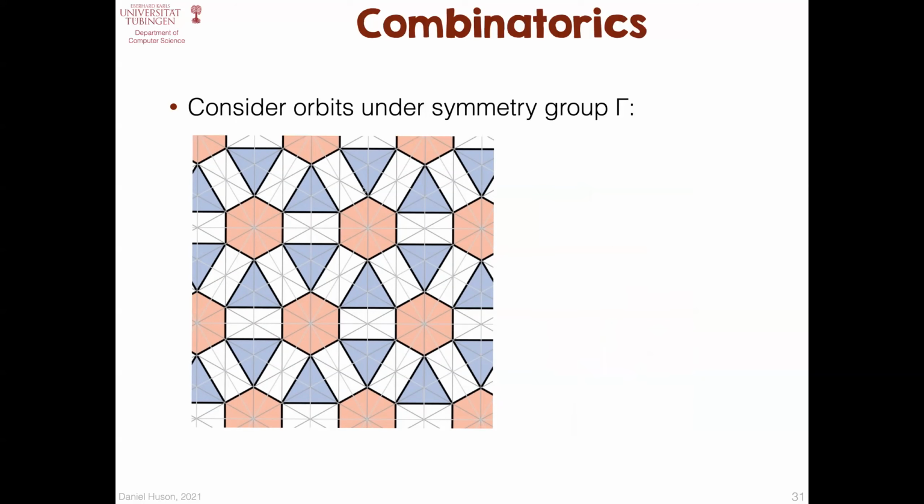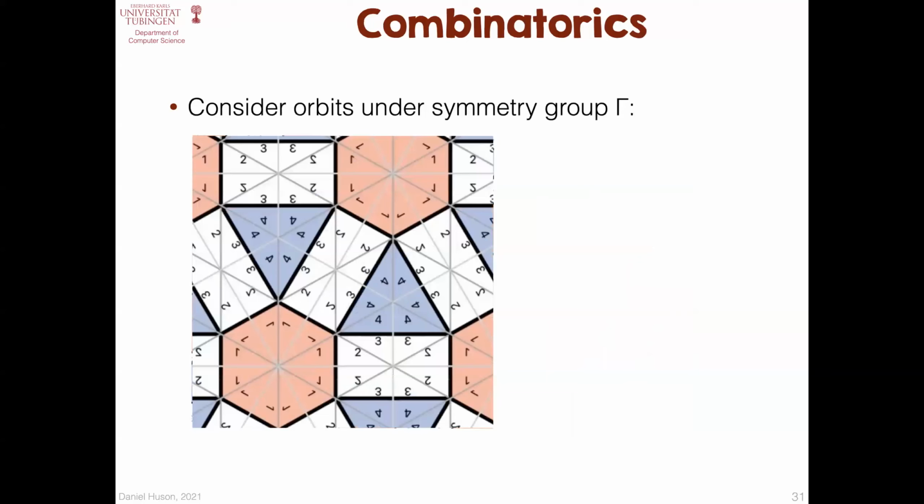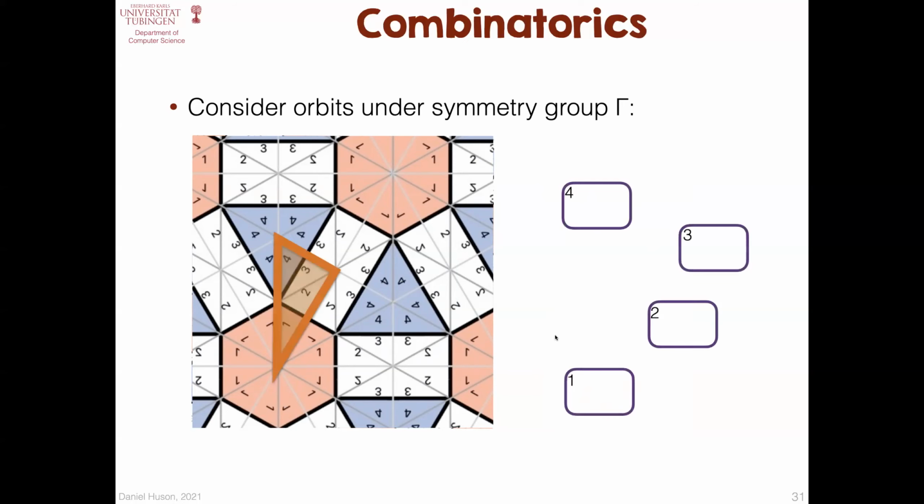Now let's consider the orbit of these triangles in the bicentric subdivision, or the flags under the symmetry group. I've labeled things here 1, 2, 3, and 4 if they are symmetry equivalent. Here I'm using the full symmetry group, the maximal symmetry group of this tiling. That's why I get 4 classes. We're going to represent these orbits as nodes in a graph. There are 4 orbits, and so I've drawn 4 nodes.